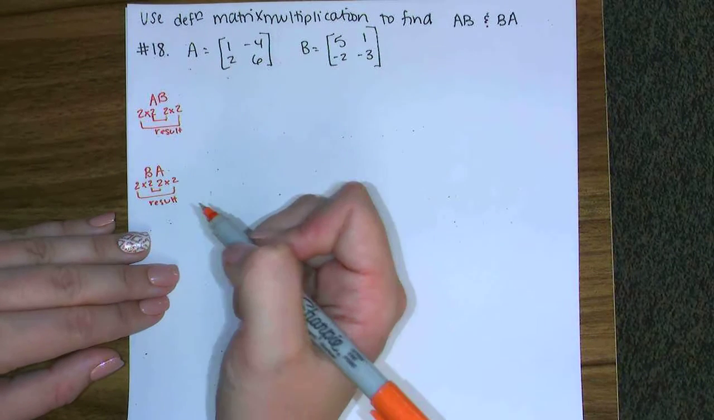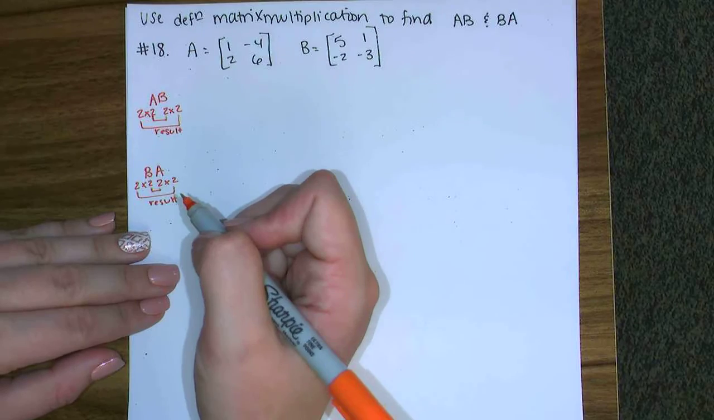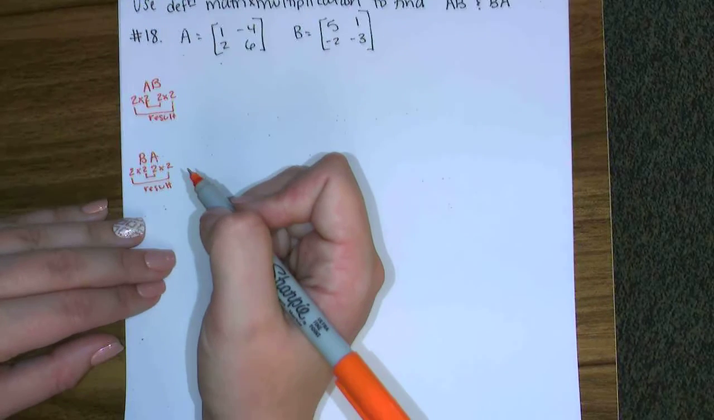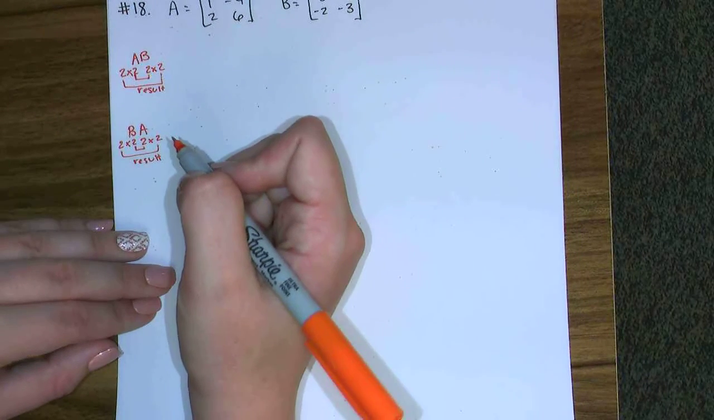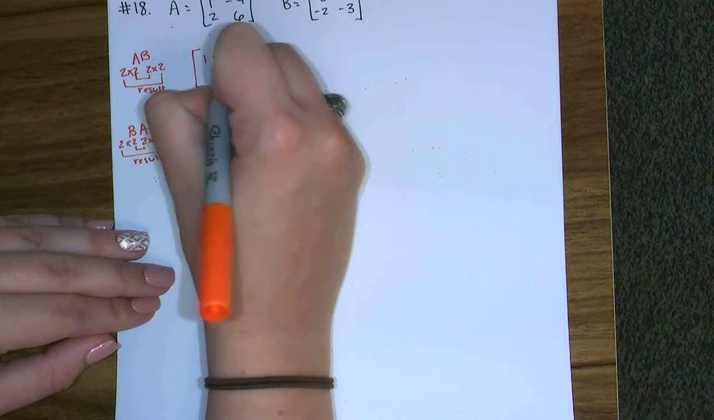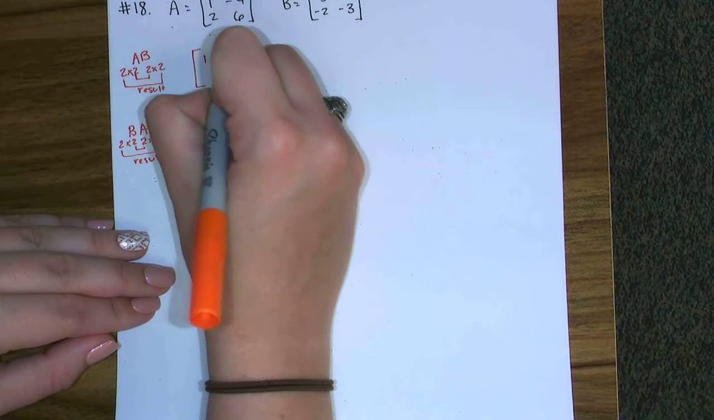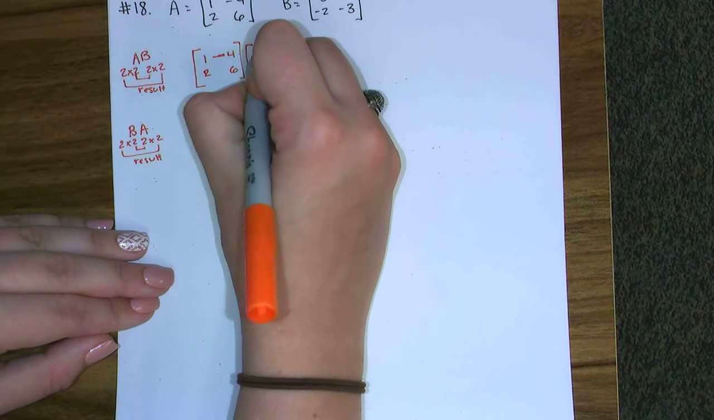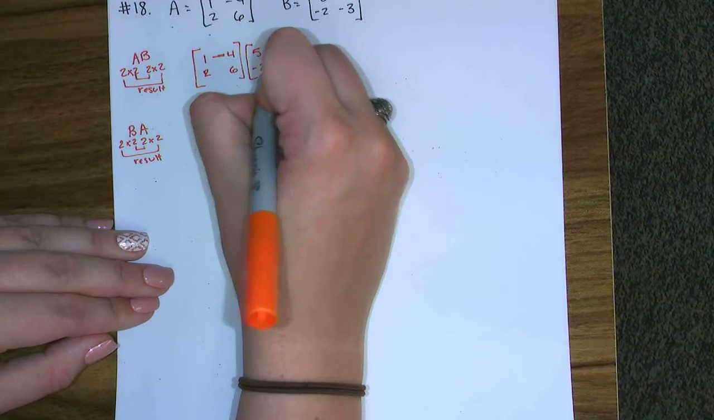Obviously, this one's easy because they're both 2 by 2. When they're different, obviously, you kind of have to pay attention to that. So I'm going to set this up. 1, negative 4, 2, 6, and 5, 1, negative 2, negative 3.